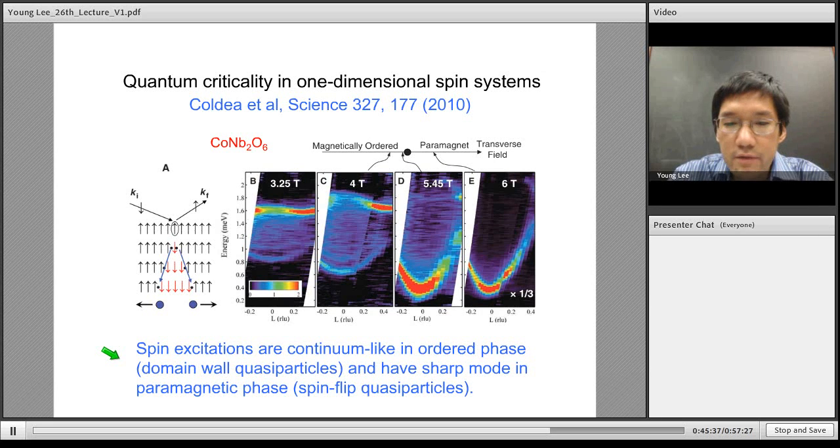Now, above the critical point, you're in this non-ordered state, this paramagnetic state, and then you just have these spin-flip quasiparticles, which are well-defined modes, and that's what you see in the spin excitation spectrum.